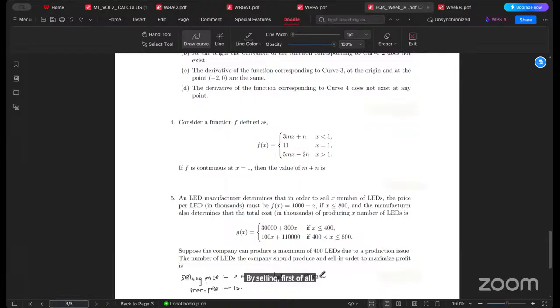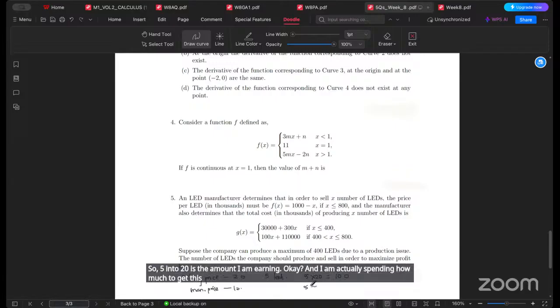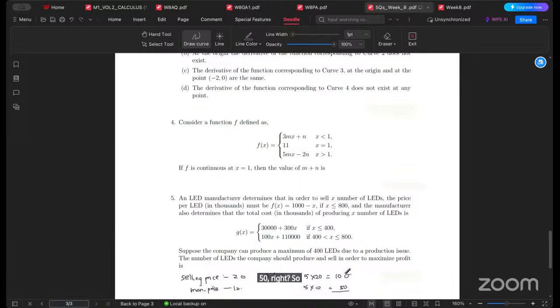So 5 into 20 is the amount I am earning, right? And how much am I actually spending to get this? 50. 50, right? So what is the profit I am getting? 50 rupees. I'm just subtracting this and this.